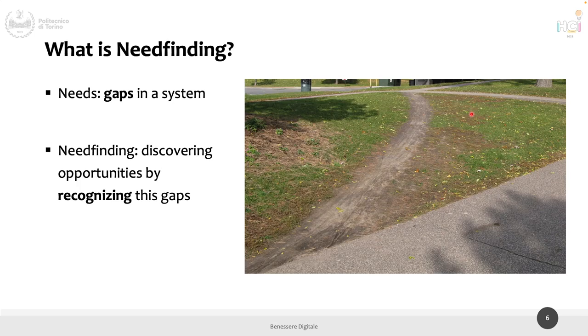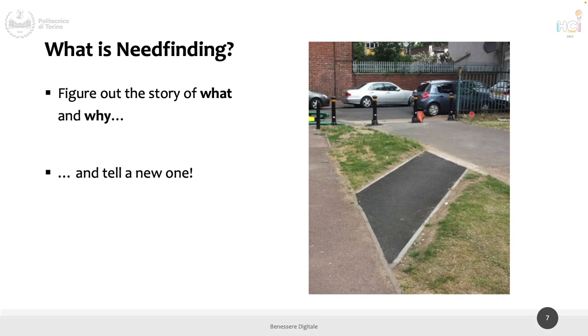So what is need finding? Need finding is discovering opportunities by recognizing these gaps. And through need finding, we need to figure out a story. Need finding is mostly about figuring out the story of people doing something in a specific context. And we need to understand the what and the why of the story to generate a new story that is the application, the service, whatever will be realized at the end.